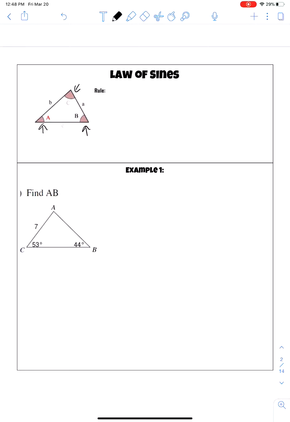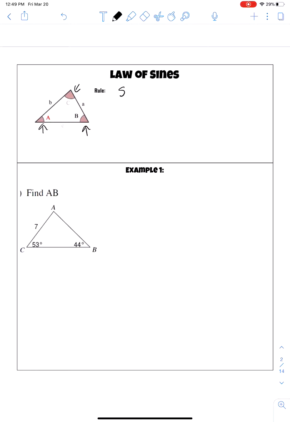So we can use law of cosines, which hopefully you remember from last try or the try before, depending on when you had this. Or we can use law of sines. Law of sines is actually even easier, so it's a good thing we did cosines together. So I'm gonna just write out the rule for you.